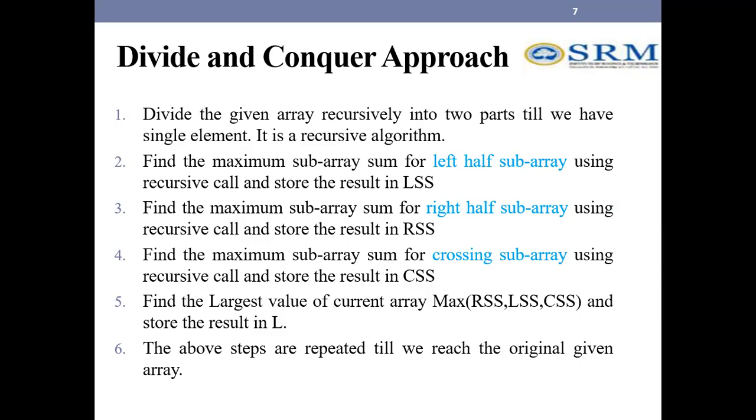So this is a recursive algorithm. Here we are dividing the input array into sub-arrays till single elements. Then find out LSS, RSS, CSS. Then find the maximum of these three values. That is the largest value of the current node. This process is continuously repeated till we have the largest value for the root node, or for the given array. That is the concept of the divide and conquer approach for finding the largest sub-array sum.